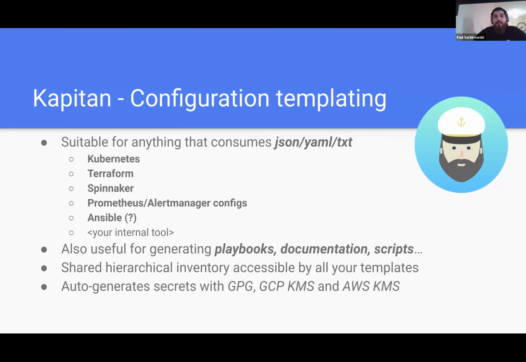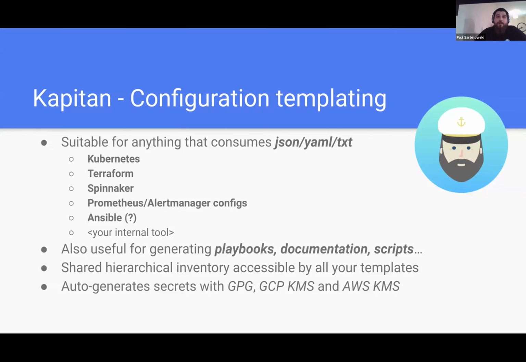Also, Capitan does a lot more. It also generates playbooks, so documentation, scripts, and anything else that could be text-based. You have a feature called a hierarchical inventory, which is accessible by all of your templates. This inventory holds information specific to each target you're generating and is used for deduplicating basically information across multiple targets.